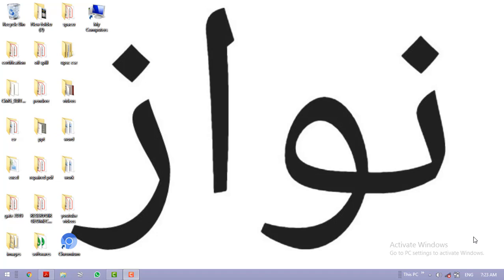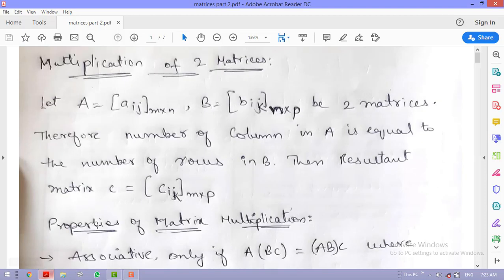So in today's video we are going to discuss the leftover part, or part 2, of matrices, which I uploaded a day before, matrices part 1. In today's part we are going to discuss the multiplication rule and some of the other types of matrices, right? So let us start with multiplication of two matrices.